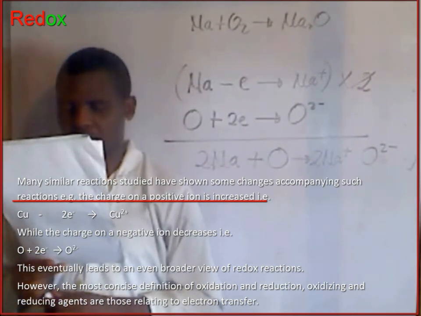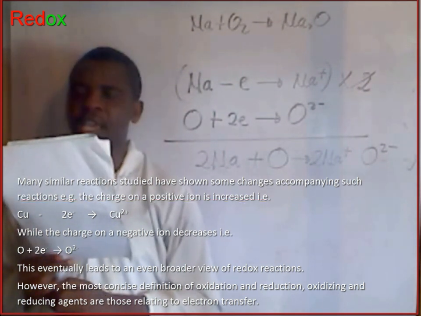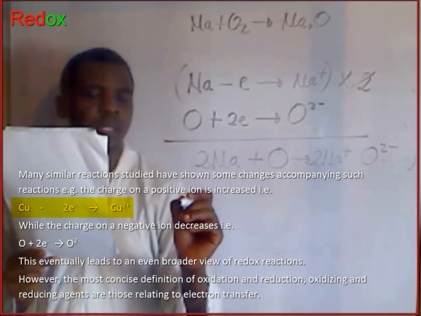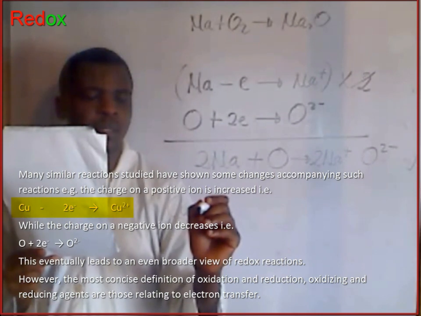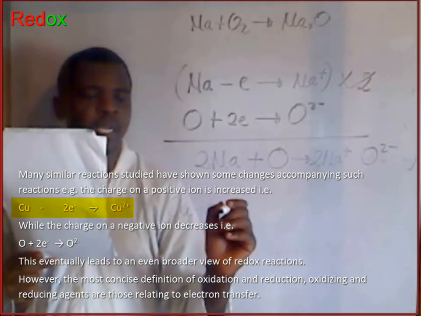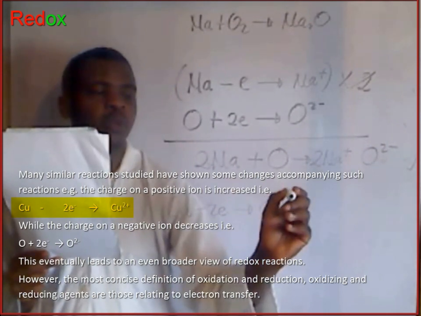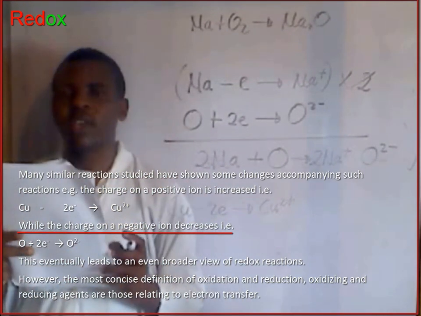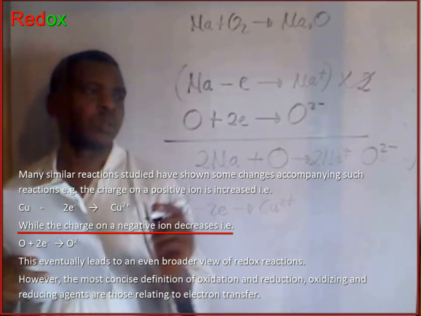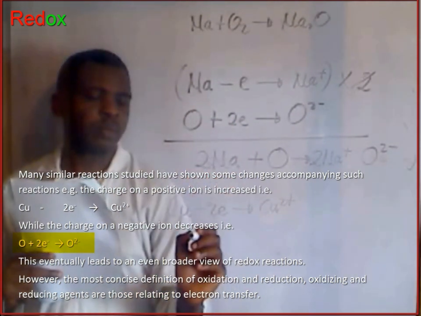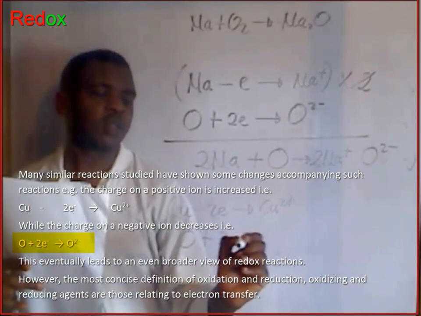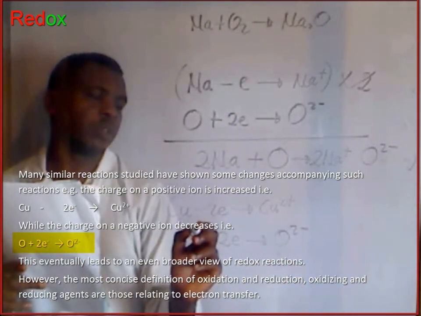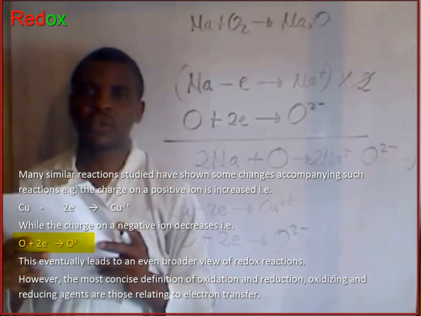Example: the charge of the positive ion is increased, that is, let's take copper losing 2 electrons to give copper 2 plus. The charge of the ion increases, while the charge of the negative ion decreases. So for oxygen, we move from oxygen gaining 2 electrons to give 2 minus. So the charge moves from 0 to 2 minus, that is decreasing.